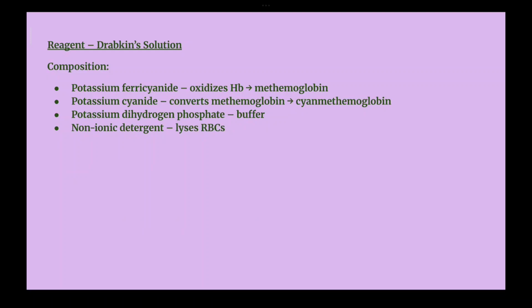Now the reagent used to determine the hemoglobin is the Drapkin solution. This Drapkin solution consists of potassium ferricyanide, which oxidizes the hemoglobin to form methemoglobin. Potassium cyanide converts the methemoglobin into Cyanmethemoglobin. Potassium dihydrogen phosphate is the buffer, and there is a non-ionic detergent that lyses the red blood cells. So once the red blood cells are broken down, the hemoglobin is released into the solution.